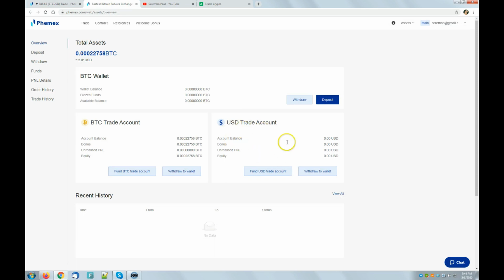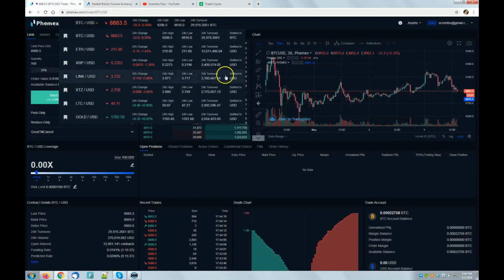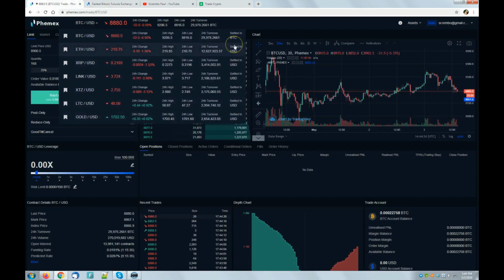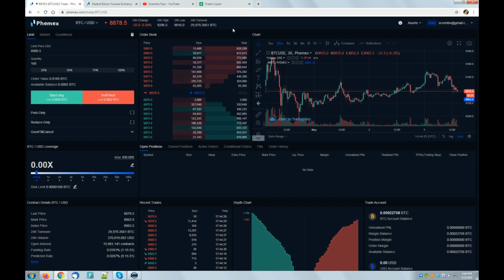And you need to put your funds right here in the USD trade accounts to trade anything that's settled in USD, the opposite for BTC. I'm sure we've got it till now. That is the first thing people gotta do.